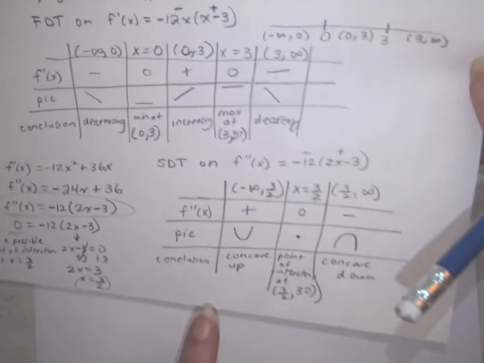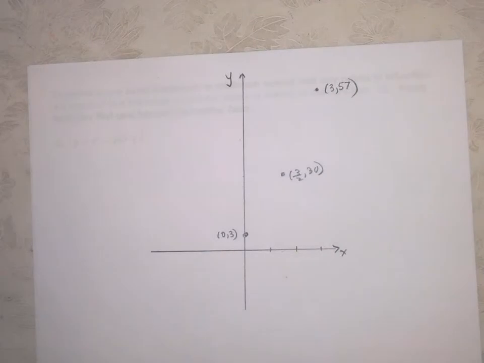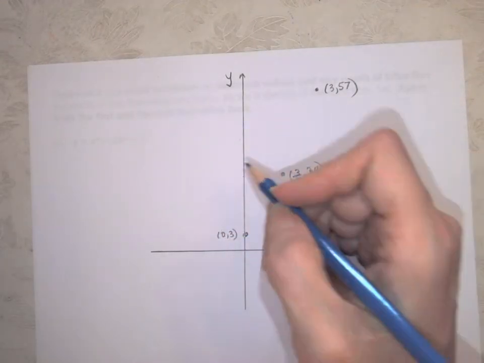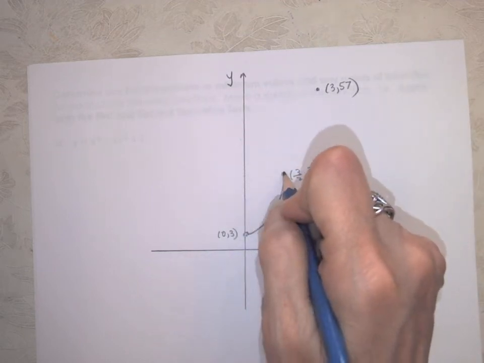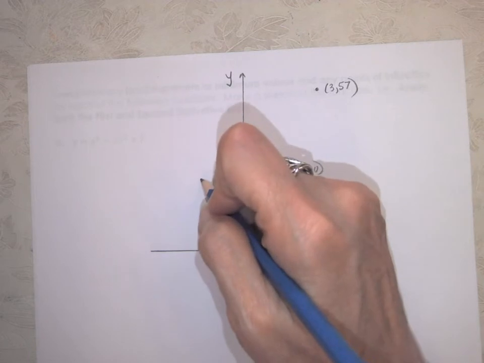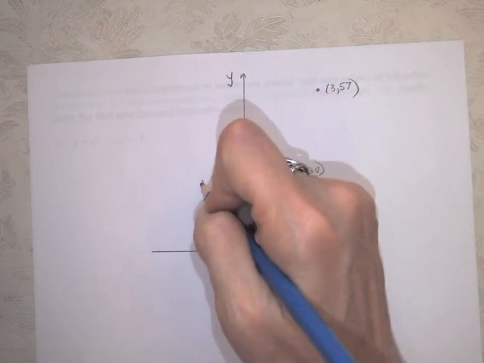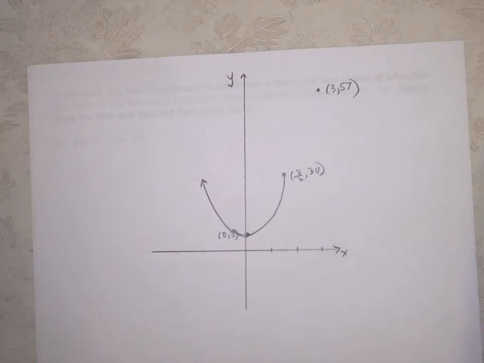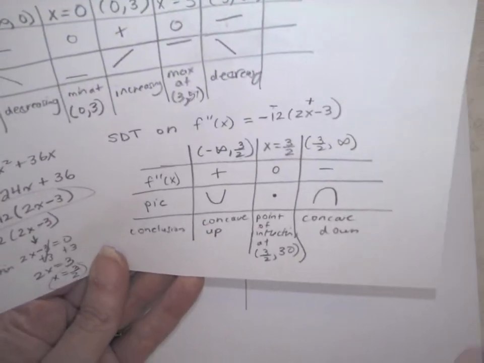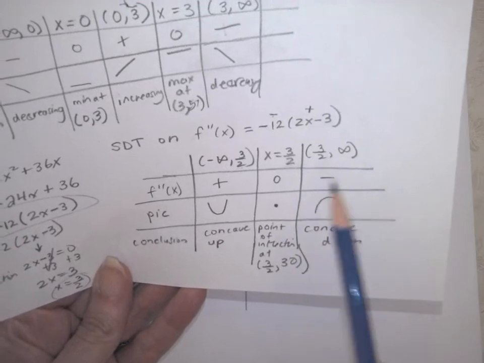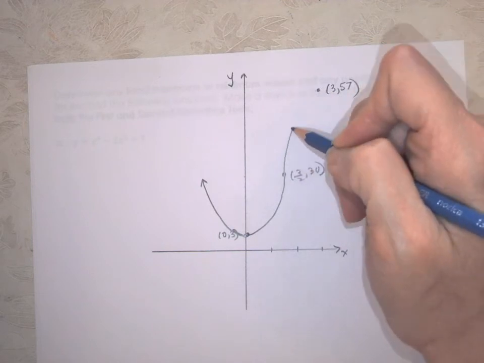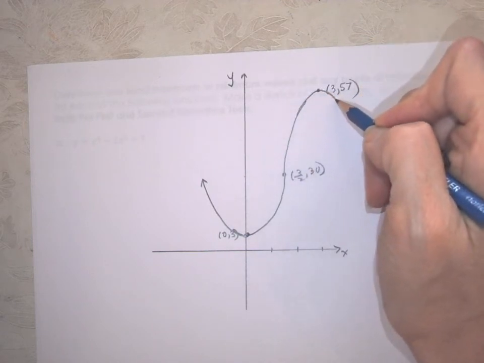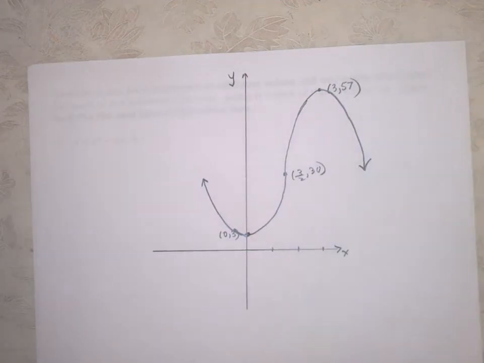And we can see that 0,3 is a minimum. And we can also see that we're concave up between negative infinity and 3/2. So between here and here, we're concave up. So that gives us really good guidance to draw this in. Concave up, concave up. And sure enough, that's a minimum. And then from our second derivative test, from 3/2 to infinity, we're always concave down. So concave down, up to a maximum, and then always concave down. So there's a sketch.